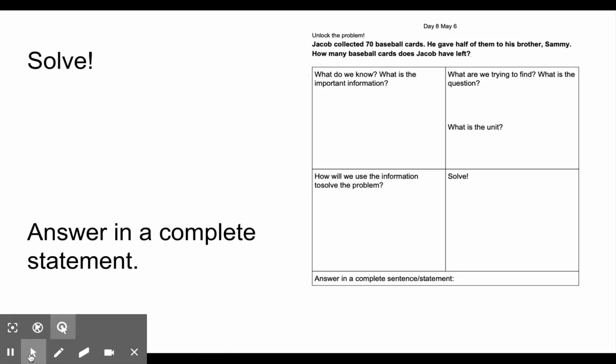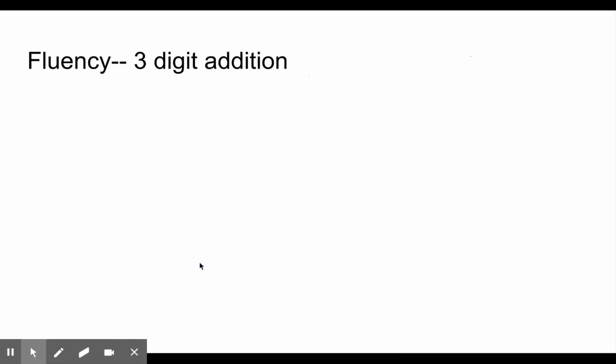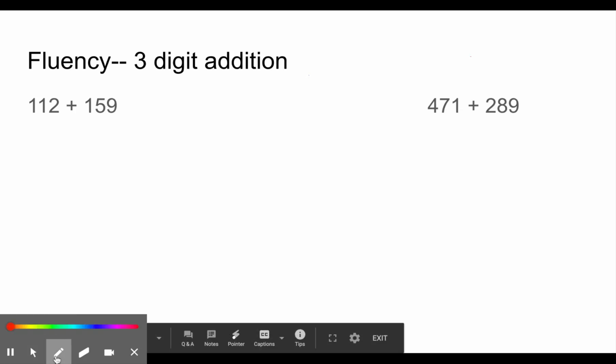Let's move on to our work of the day. We're going to do some 3-digit addition to warm up our brains. Woo! Tricky. So we have 112 plus 159 and 471 plus 289.